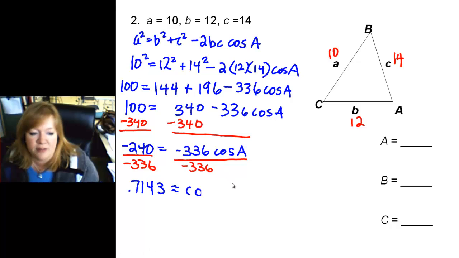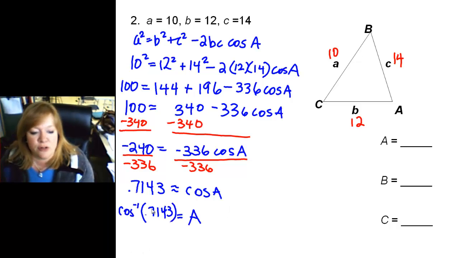And when we divide, we end up with 0.7143 is approximately the cosine of A. Now, had I ended up with a number bigger than 1 or smaller than negative 1, I know I did something wrong because cosine has to be between negative 1 and 1. Again, to find the angle, use the inverse. So we're going to take cos inverse of 0.7143, and you end up with 44 degrees, 20 minutes, about. That's angle A. Once we have angle A, it's gravy time because we can use law of sines to find the other angles.